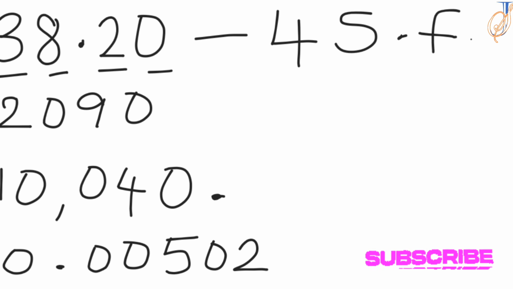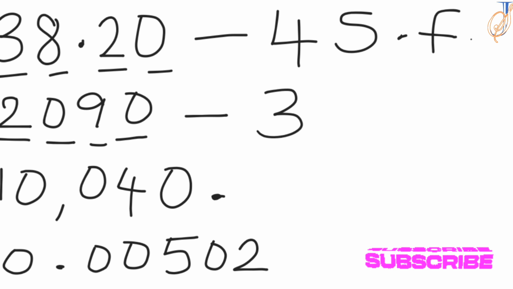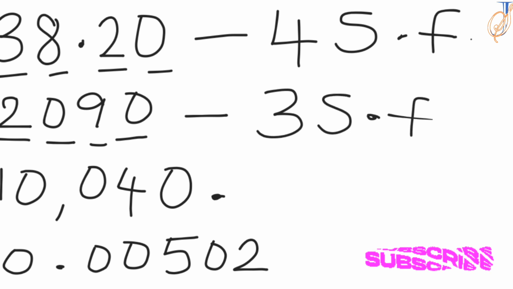Check another problem. Here 2090. So 2090 has 1 trailing zero and 1 captive zero. The trailing zero with a decimal point is countable. The trailing zero without a decimal point is not countable. So it is not significant. So in this case, you don't have a decimal point. So you should not count the trailing zero. It has only 3 significant figures.